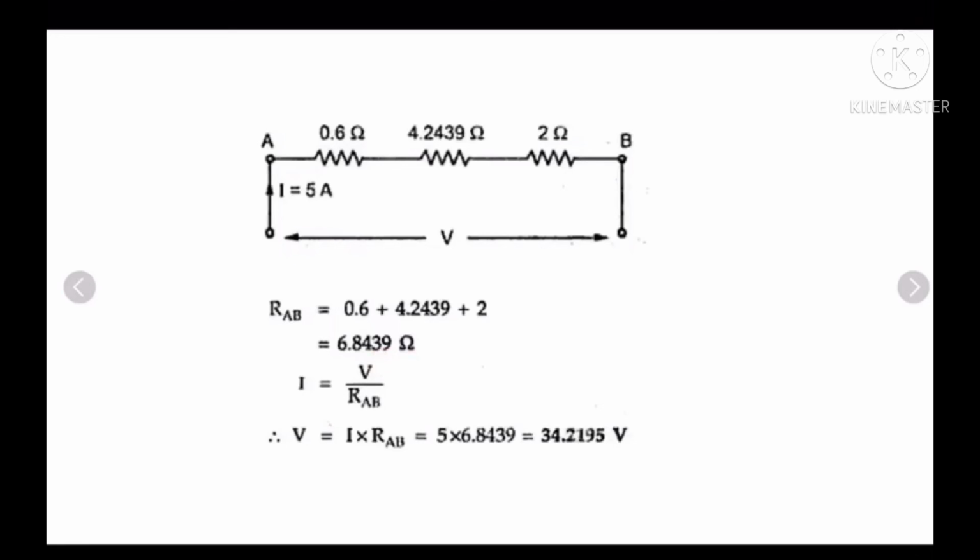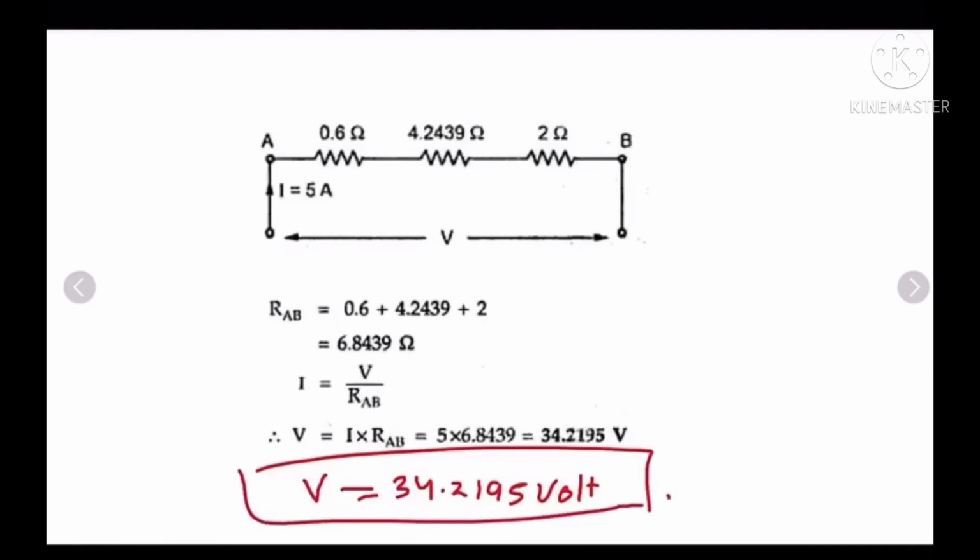So by adding these three elements, we get the equivalent resistance, that is 6.8439 ohm. Once we know the current and the equivalent resistance, we can easily calculate the voltage, that is I into R. The current mentioned in the problem was 5 ampere. So 5 ampere multiplied by 6.8439, and this is going to be our final answer. V is equal to 34.2195 volt. This is our final answer. Thank you.